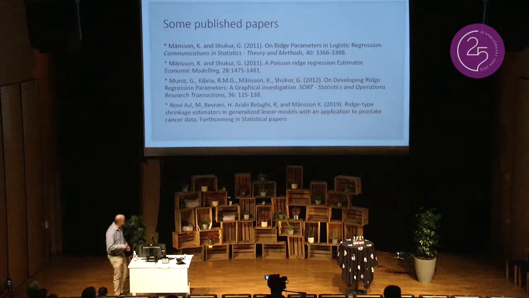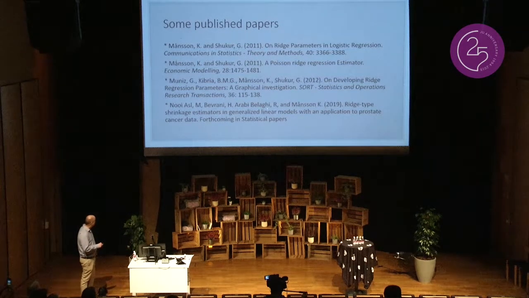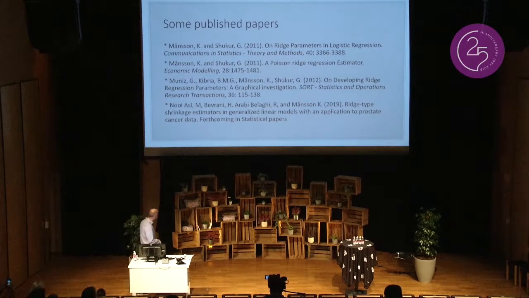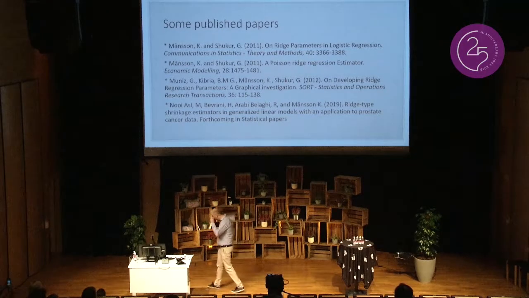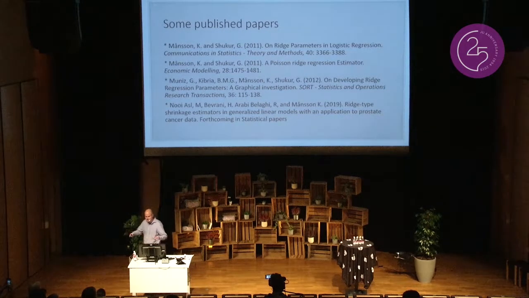And then finally, this is my latest ridge type shrinkage estimator. This is for generalized linear models with an application to prostate cancer data, forthcoming in Statistical Papers. So this one is more a discussion of how to generalize all the different methods that have previously been suggested into the family of generalized linear models. And then we applied it actually on a gamma regression model, on a data set.